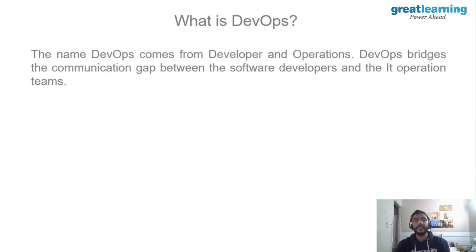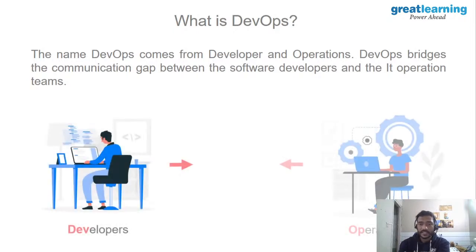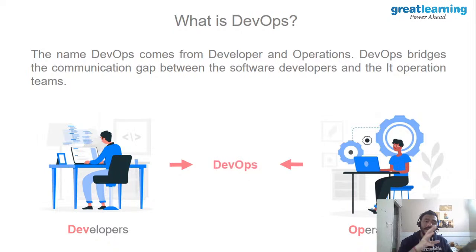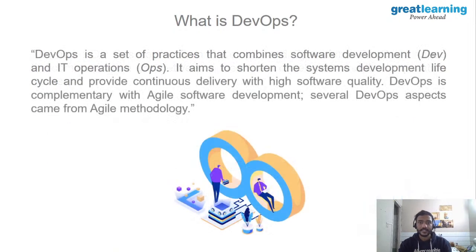Now, if you want to go to the proper definition, the name DevOps comes from development and operations, as someone pointed out in the chat. I'm sorry, I don't remember the name, but somebody pointed out that it comes from developer and operations. DevOps bridges the communication gap between the software developers and the IT team. So let's say there's the developers and there's the operations team. The operations team is basically the one that was responsible for deploying before. But now DevOps does a bit of both. It takes the dev from developers and the ops from the operations team, right? So that's how you get DevOps. Cool. I hope that was interesting for you.